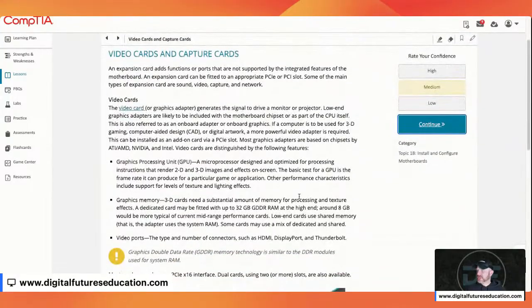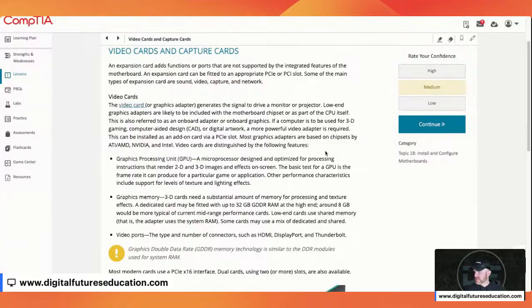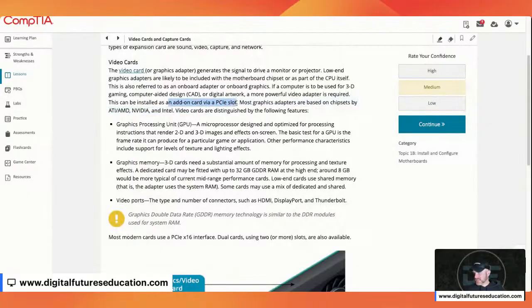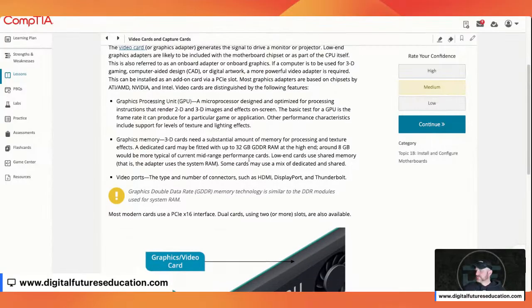So here we are in video and capture cards. A video card is an adapter that handles graphics processing and output to a display device over one or more of the video interface ports. So we talk a little bit about the most common ones like NVIDIA, ATI, AMD. With an add-on card or a PCIe slot, they provide a graphics processing unit, GPU, a microprocessor designed and optimized for processing instructions for rendering 2D and 3D images and effects on screen.